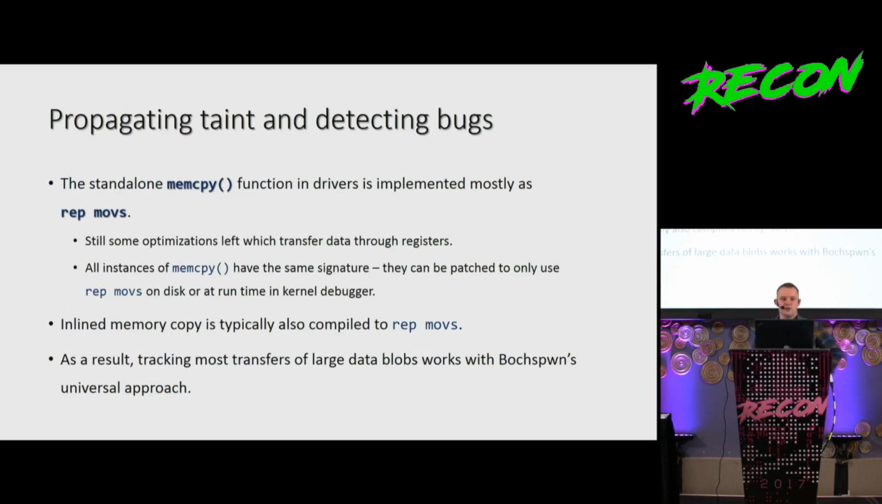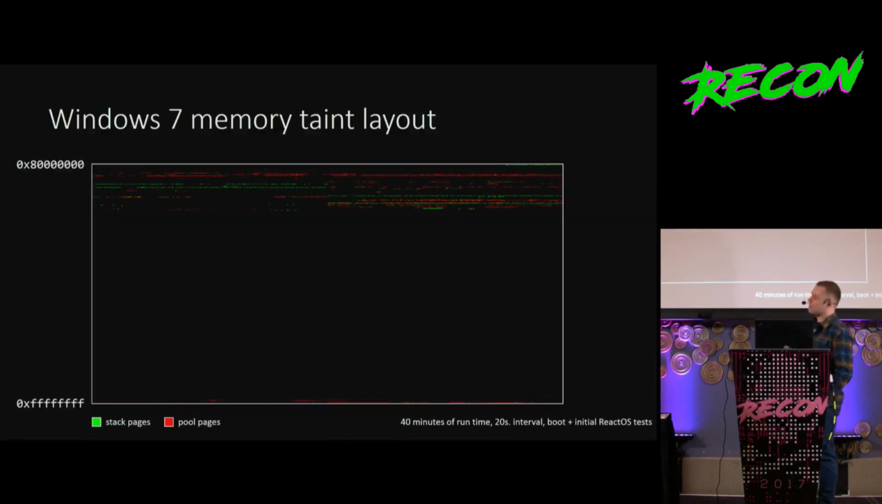And so when it comes to propagating taint in Windows itself and detecting bugs, our logic of only instrumenting rep movsd is actually quite good, because the standalone memcpy function used by the kernel uses this rep movs instruction. All instances of memcpy have the same signature. So even though there are some optimizations in memcpy which use registers instead of the rep movs instruction, you can also just patch them out automatically. So that's pretty easy in Windows, and we don't have to make any changes to the logic that I talked about before. And here we have a small animation.